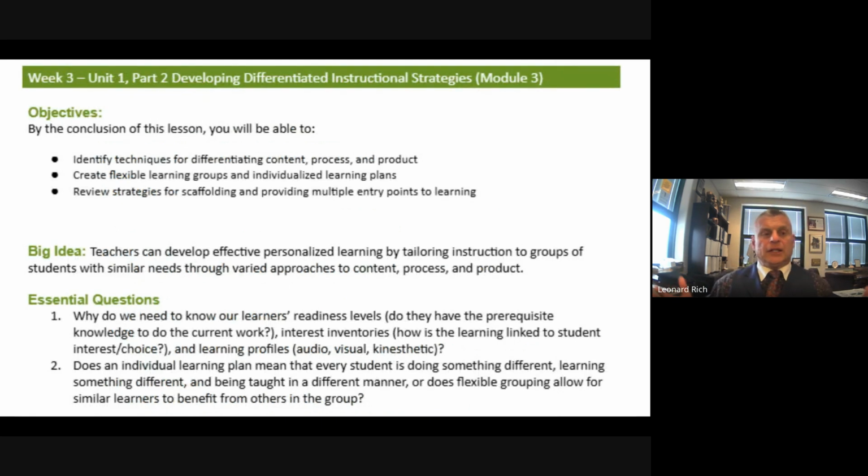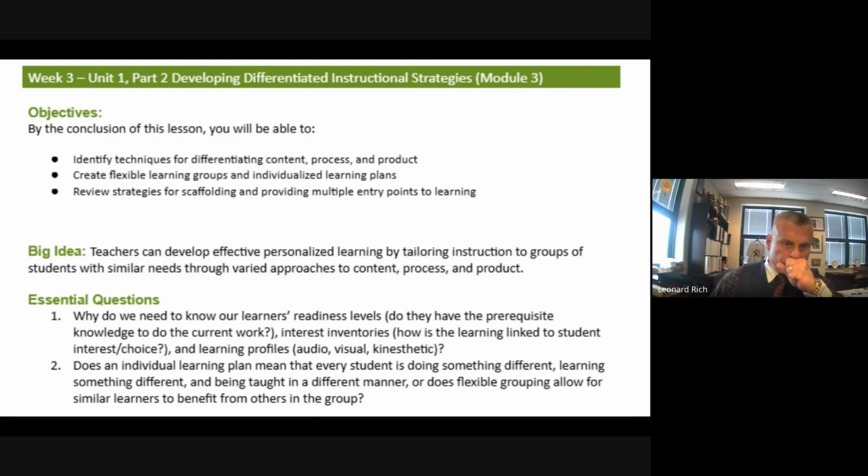All right, so now let's look at Unit 3. And this actually gets us to where we should be today. We're going to identify techniques for differentiating content, process, and product. So let's think about that. All of you have a program of study. All of you have a task grid. So that is going to be your content.